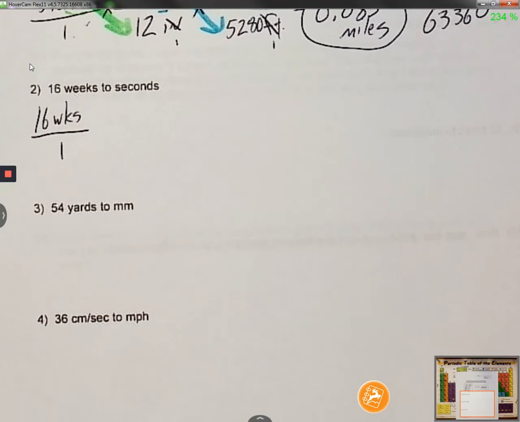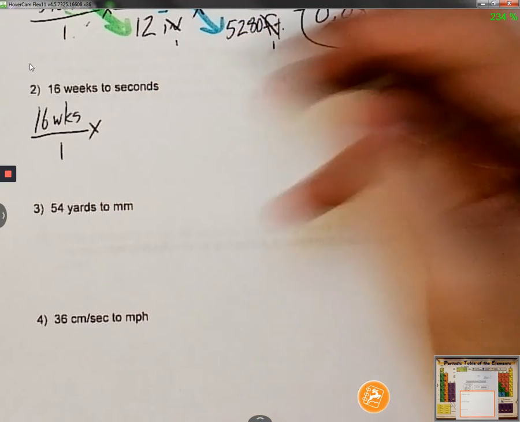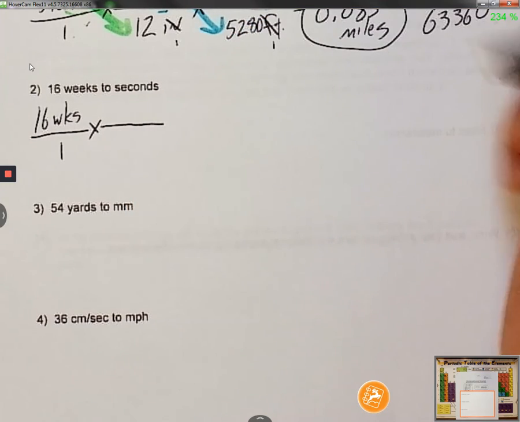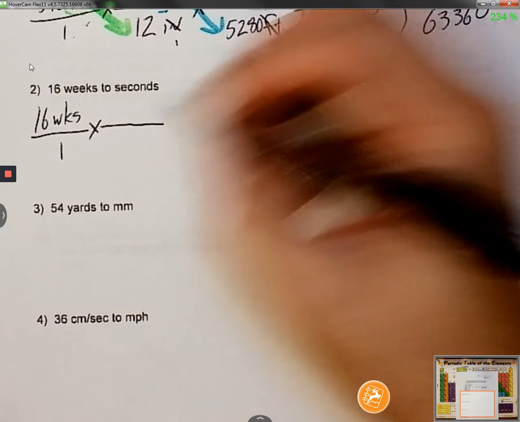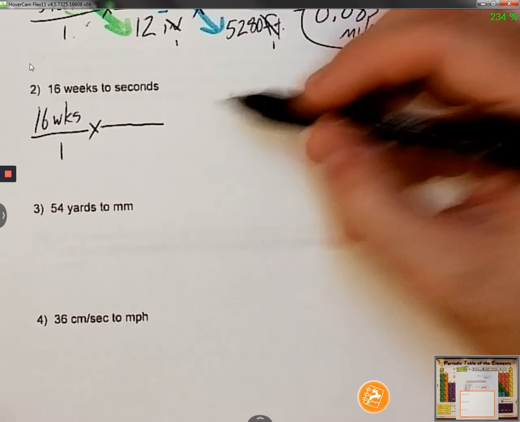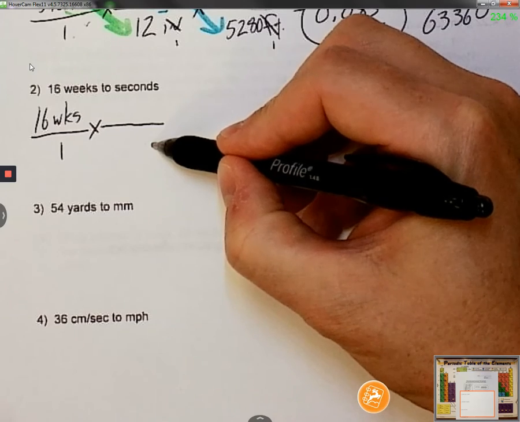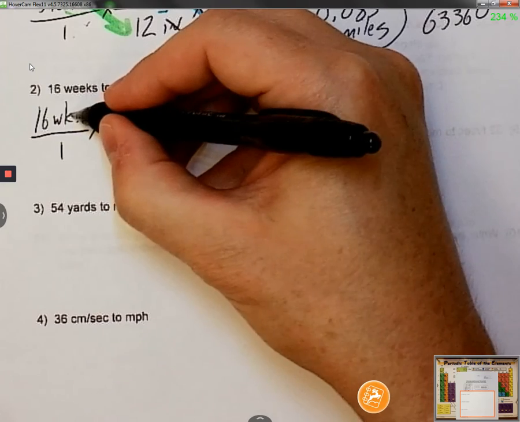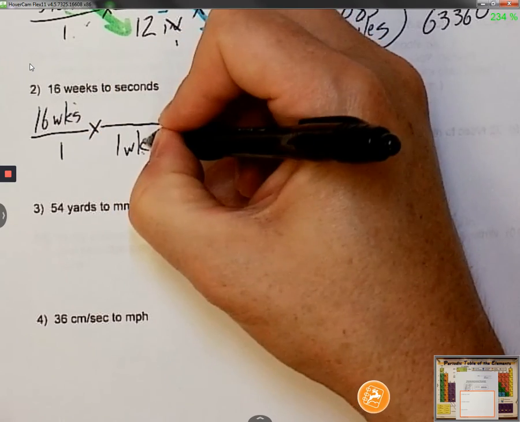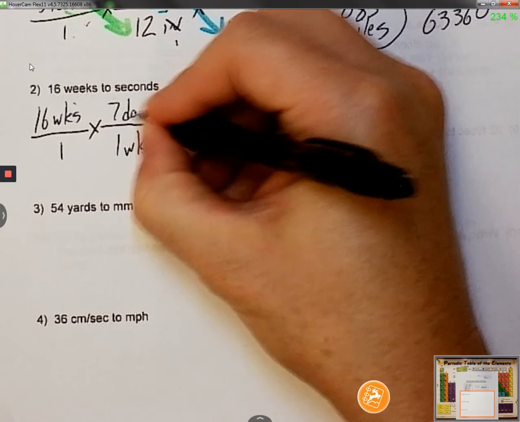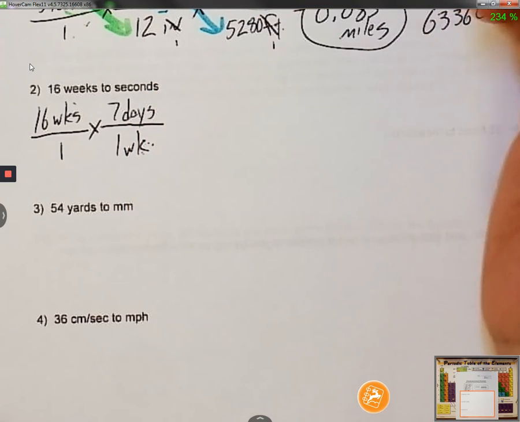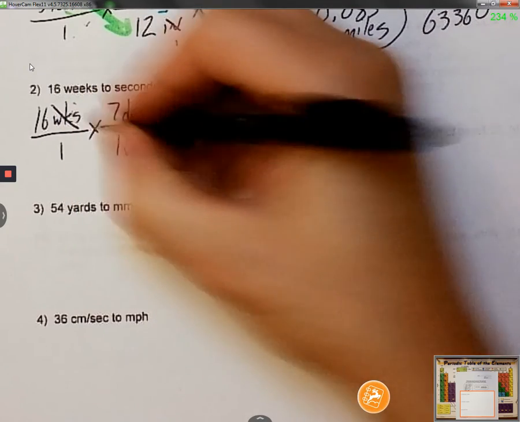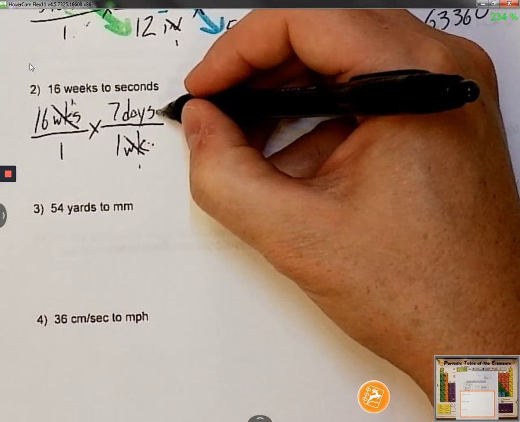Okay? So, let's talk about what we know about weeks. I don't know how many seconds are in a week, but I do know, say again, Rain, there's 7 days in a week, so I know that 1 week equals 7 days. So what's going to go on the bottom here? 1 week. I know weeks goes down here because weeks was on top here. Whatever's on top goes to the bottom of the next step. I'm going to go 7 days on top. Now, if I divide weeks by weeks at this point, they'd cancel each other out, and I'd be left with days.